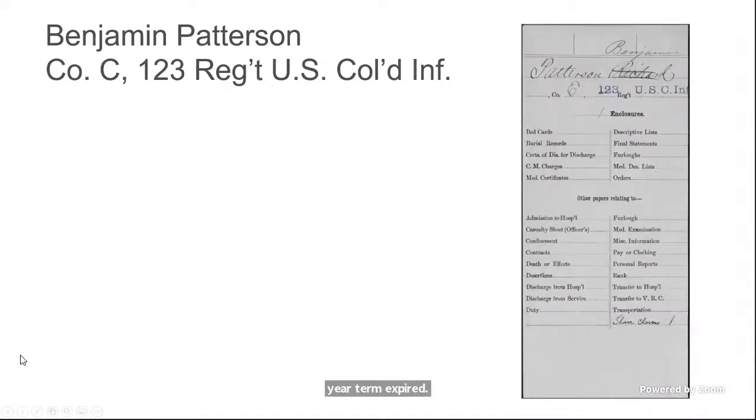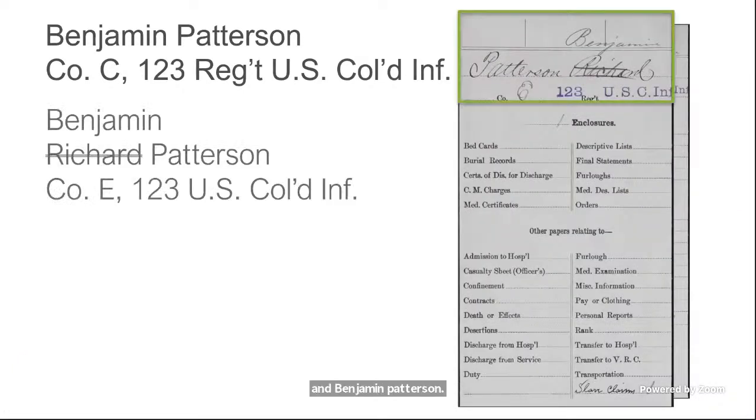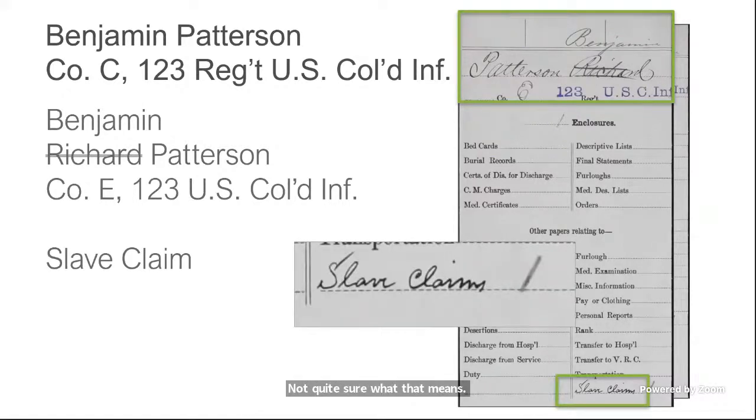Okay, what else do we find out about Benjamin Patterson? Well, right here on this card, we see that it says Richard Patterson and it's crossed out, and it says Benjamin above it. Not quite sure what that means. It is our same guy. And down here under this section of other papers, there is a note that there's a slave claim. Well, what is a slave claim?